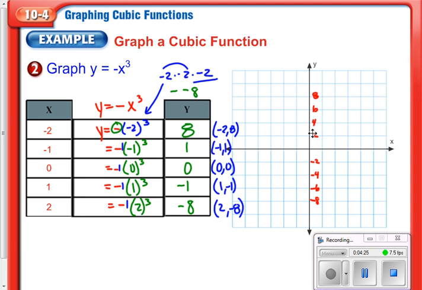Plot my points. We have -2, 8, -1, 1, 0, 0, 1, -1, and 2, -8. Look what happens to your graph in comparison to number 1. The only difference is the coefficient is negative here in 2. So basically what happened is this graph really just flipped over the y-axis.